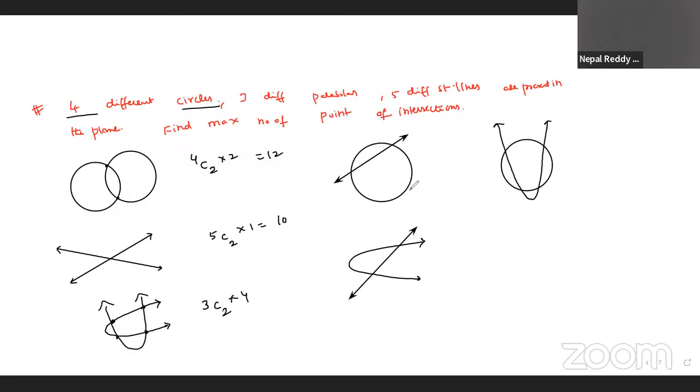If a circle and a straight line intersect, then there exist 2 points of intersection. How many lines are there? 5 straight lines. And only 4 circles. So 4C1 into 5C1 into 2. Next, 2 intersections.